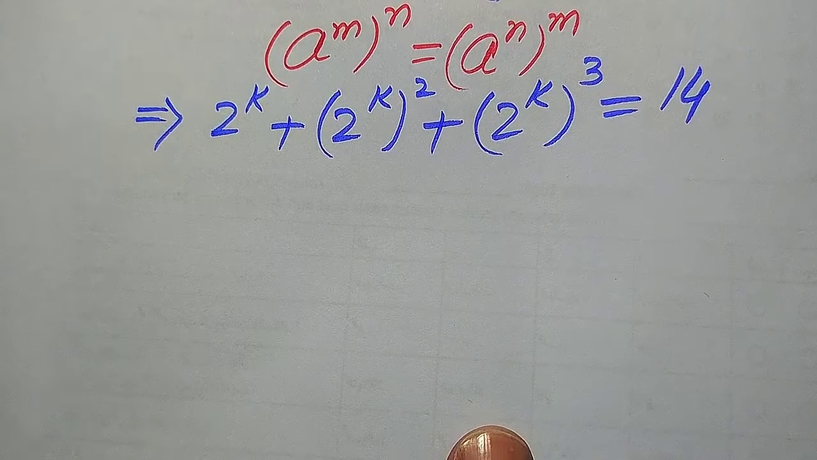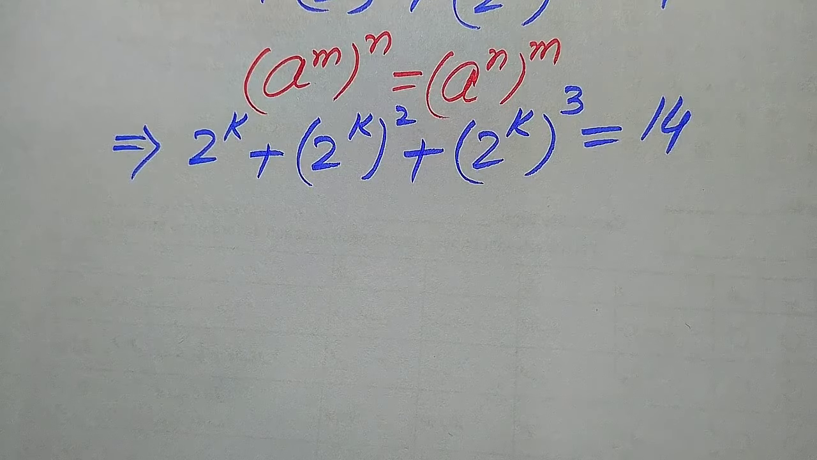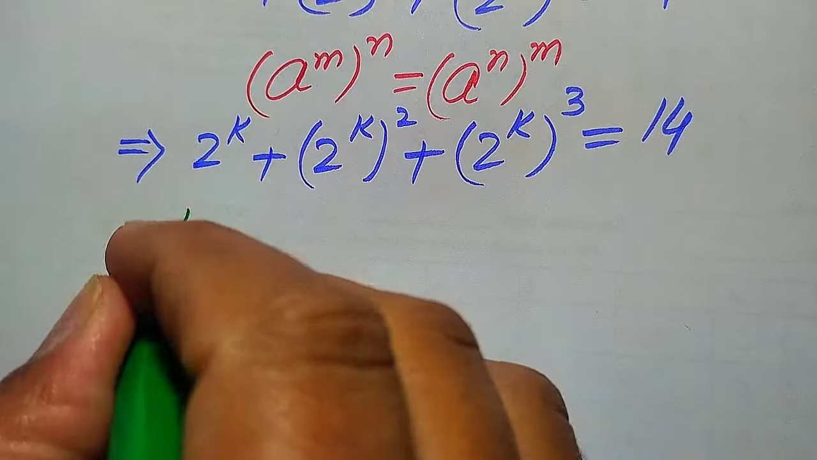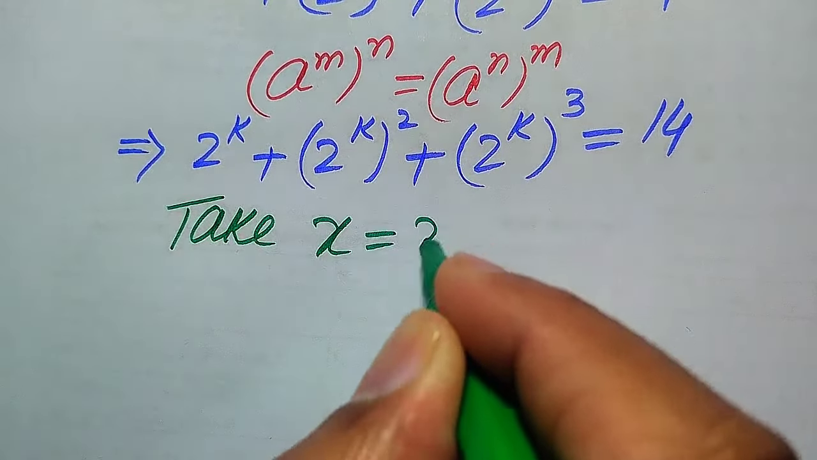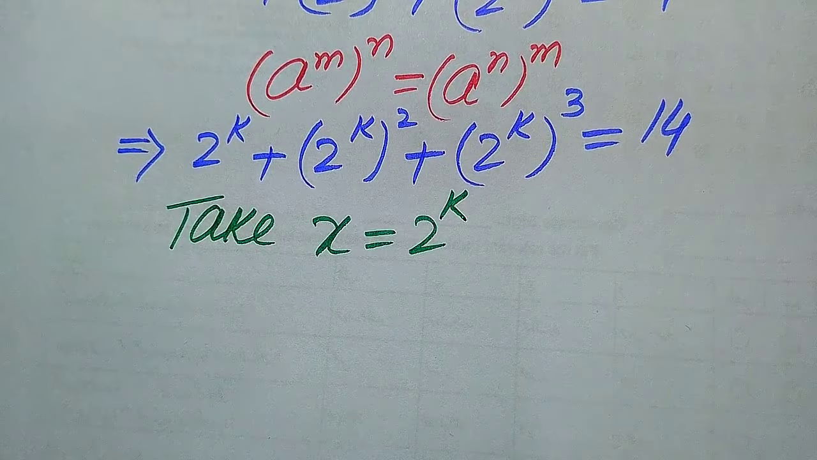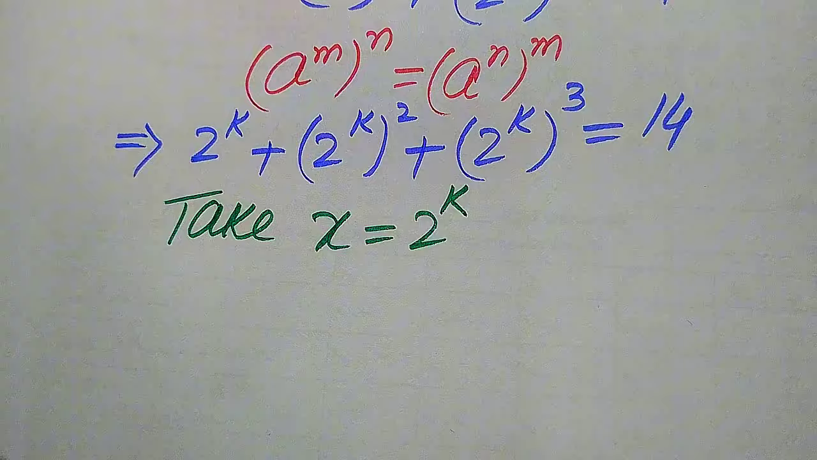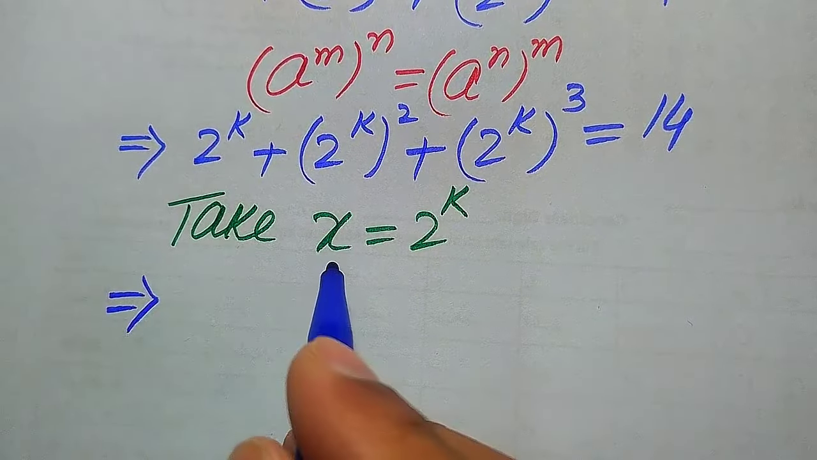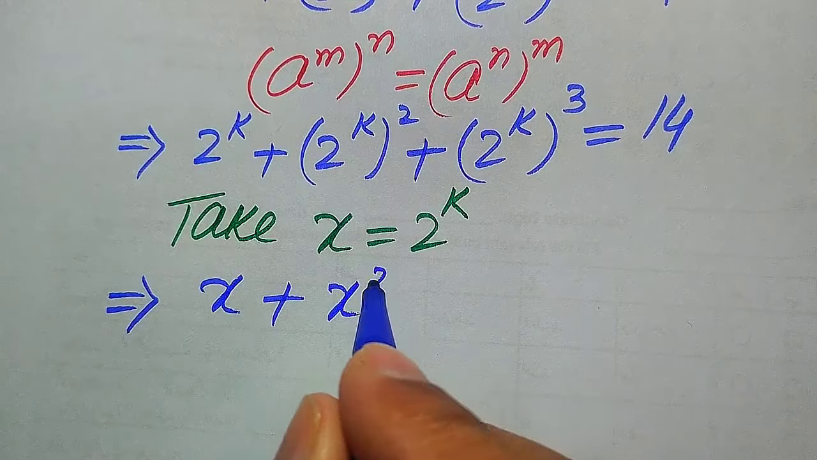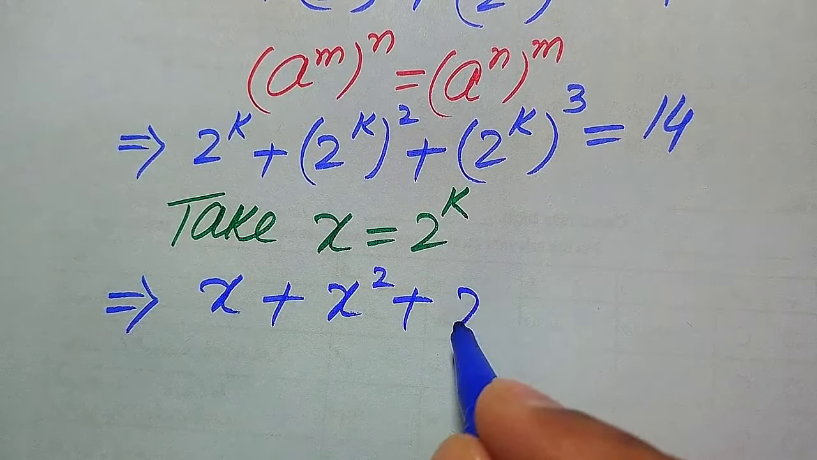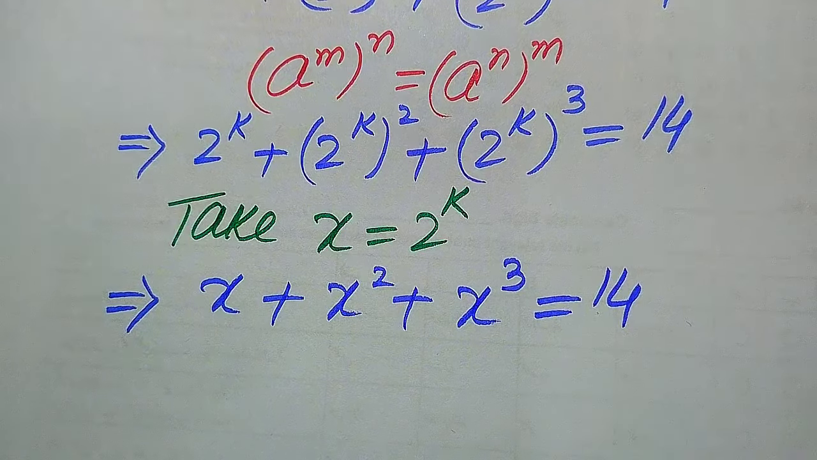Okay, so here further you see that the bases on each of these terms are 2 to the power of k, so here we just take x equal to 2 to the power of k. So when we take x equal to 2 to the power of k, our above equation is written in this form. When you put it here, it becomes x plus x squared plus x cubed, and this whole equation is equal to 14.